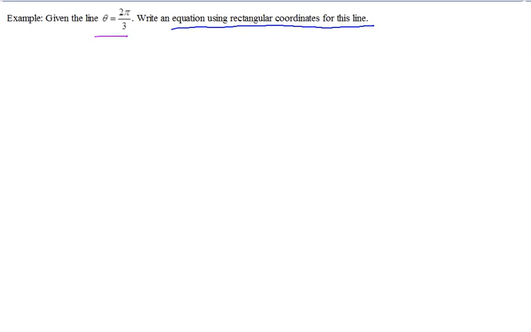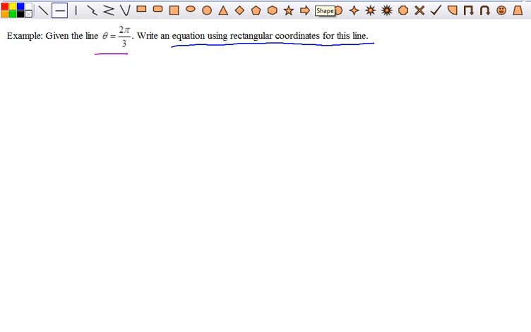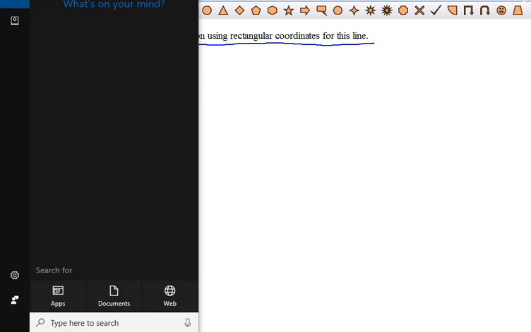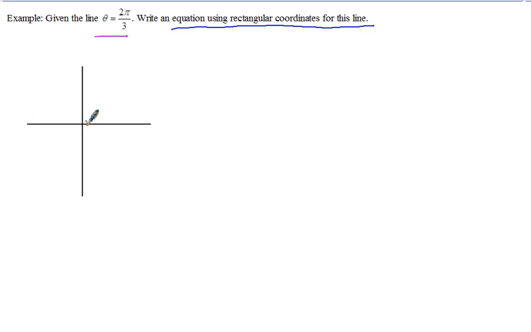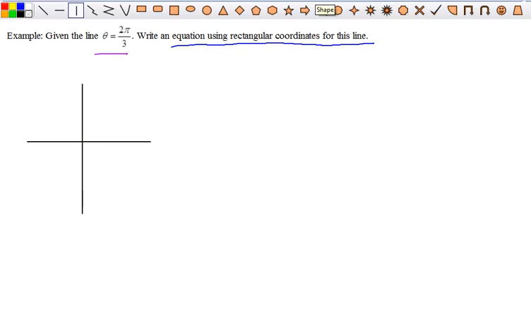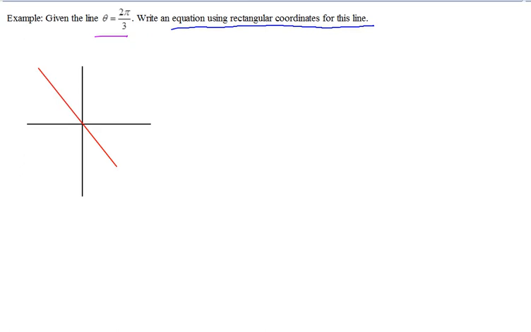Okay. So 2 pi over 3 would be in the second quadrant. This is 3 pi over 3. This would be the equation of theta equals 2 pi over 3.